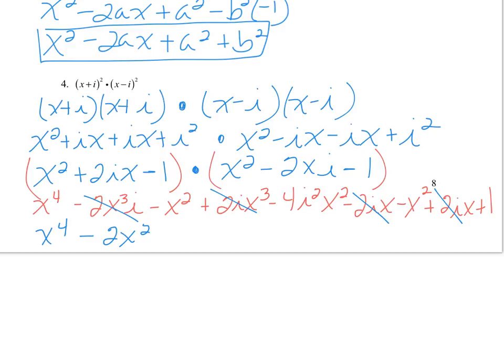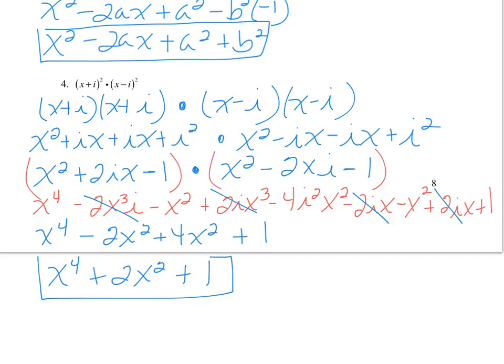Negative 4i squared x squared. i squared is a negative 1 times 4 is a positive 4, so that's a plus 4x squared plus 1. I can put the x squares together, so now I end up with x to the 4th plus 2x squared plus 1. And that's my final answer.